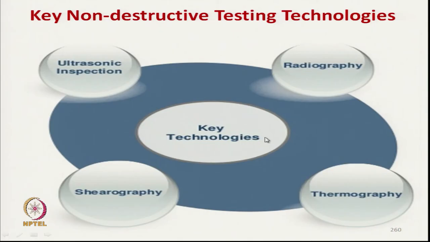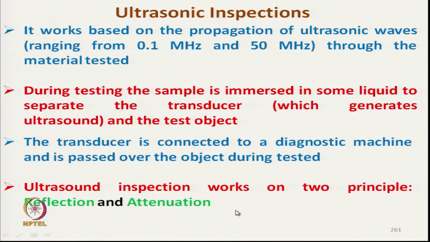non-destructive testing of composites are radiography, thermography, stereography and ultrasonic inspection. Stereography we will not discuss here, as that is another technique. So, we will discuss mainly radiography, thermography, and ultrasonic inspection. Ultrasonic inspection works based on propagation of ultrasonic waves. So, the ultrasonic wave is propagated through the composite material.